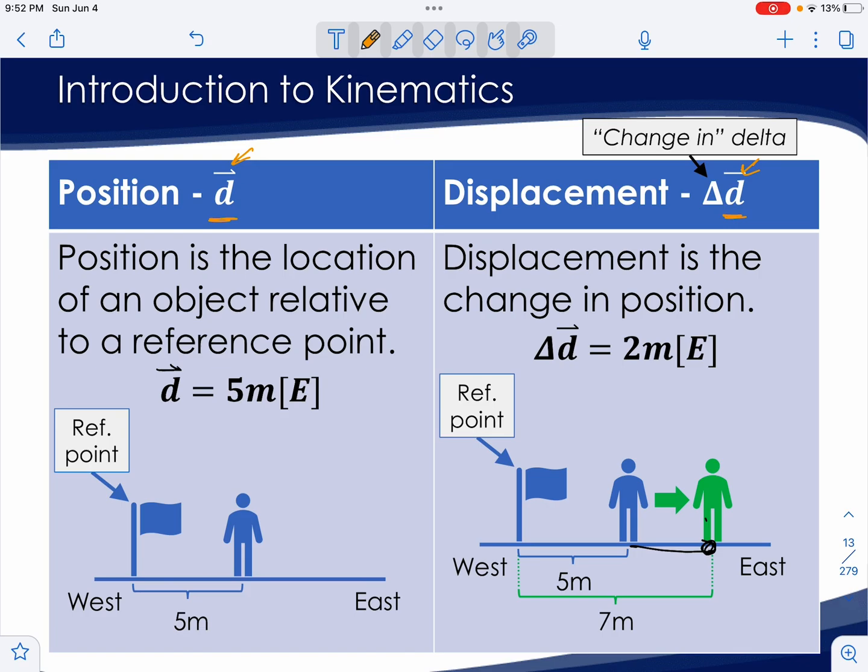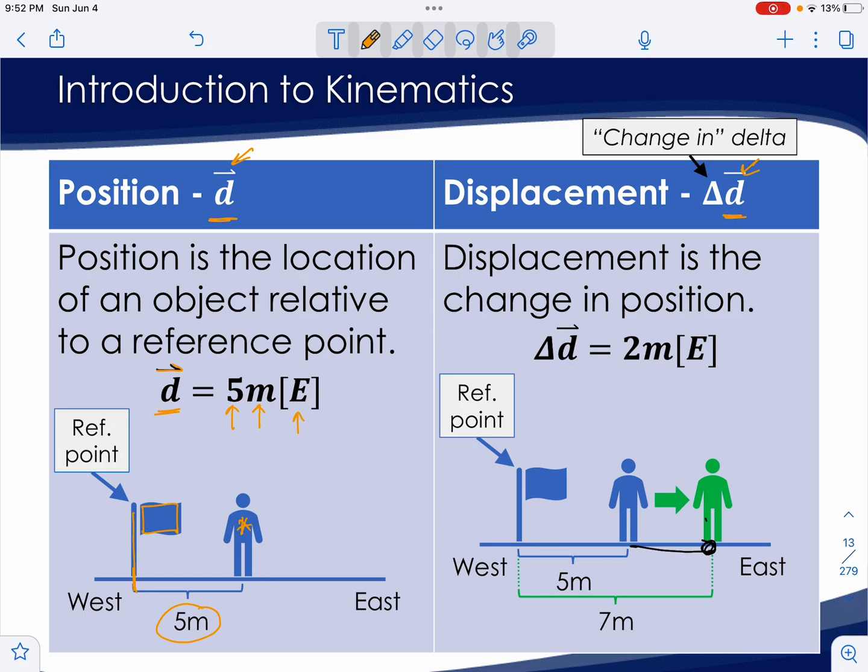So here we have an example. We have a flagpole right here, which is our reference point. And we have a person, and this person happens to be standing 5 meters east of our flagpole. So when we write that, we write D here with our vector arrow. That's the variable we use to represent position. We have our magnitude, which in this case is 5. We have our units, which in this case is meters. And then we have our direction.